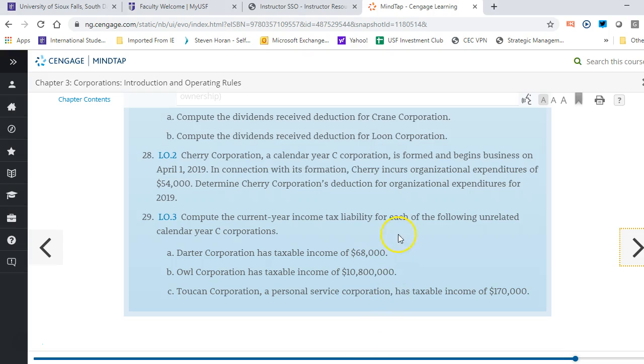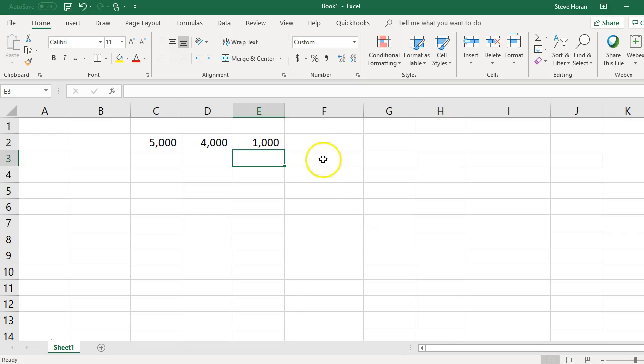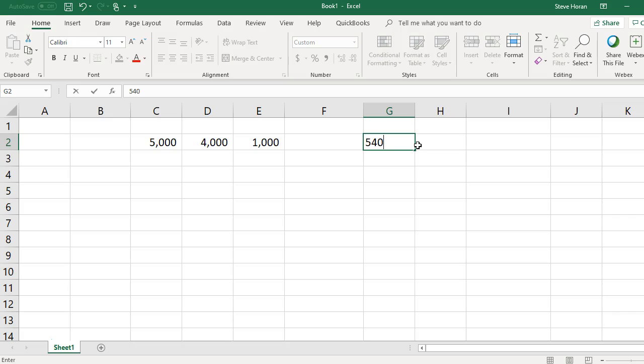So let me go back to the question here. Cherry incurs organizational expense of 54, determine the amount of deduction for organizational expenditures in 19. So they start out with the 1,000 as the first number, and then they take the initial amount that they incurred, organizational expenses of 54,000. Then they subtract the 1,000. That leaves them with 53,000 left over.